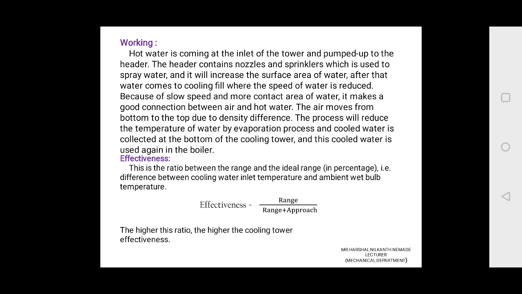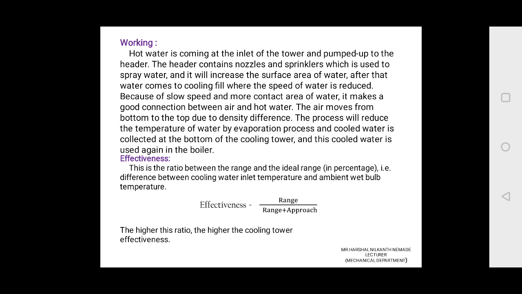The air moves from the bottom to the top due to the density difference. The process will reduce the temperature of the water by the evaporation process, and cool water is collected in the bottom of the cooling tower, and this cool water is used again in the boiler.